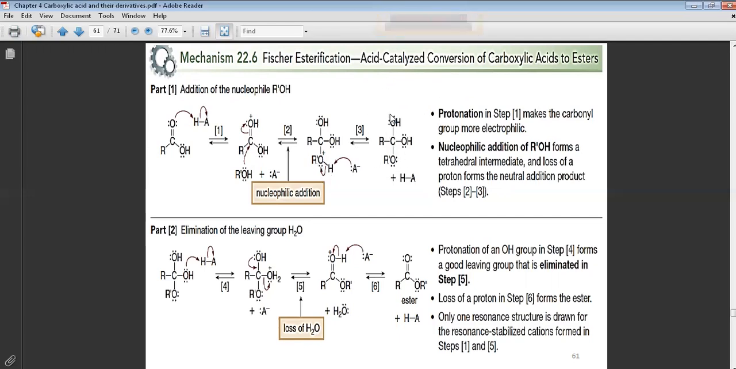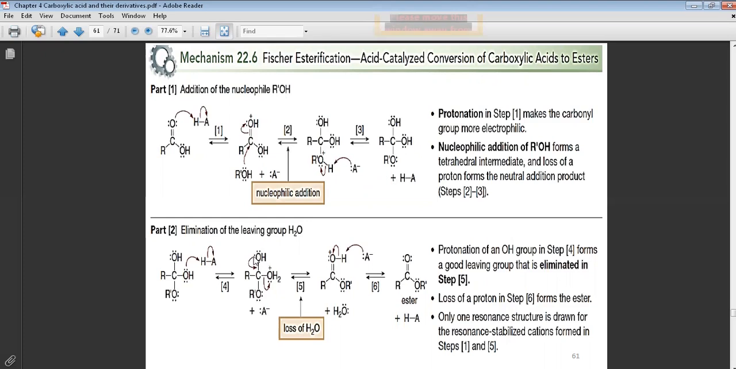We have OH, and we have OR. Now, we have two OH groups at the same carbon. The next step, because we also have acid, one of the hydroxyl groups will attack the proton to give you OH2 plus, and now the OH2 plus is a good leaving group. That means we convert the OH group, the poor leaving group, to a good leaving group.